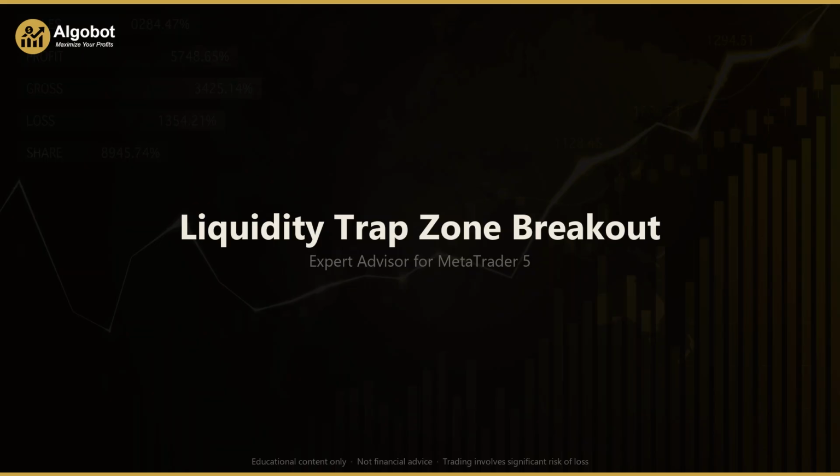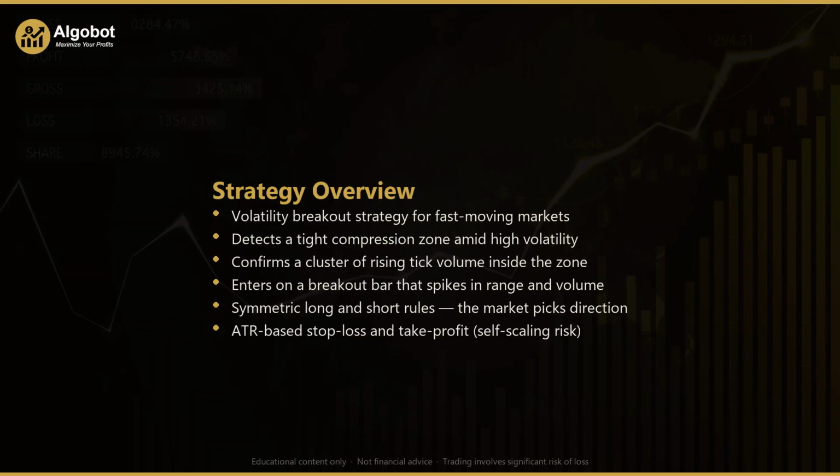Let's get started. Liquidity Trap Zone Breakout is an expert advisor built for high-volatility instruments, the kind of markets that can swing sharply from one bar to the next. Think of pairs like the British pound against the Japanese yen, gold against the dollar, or a lively index contract, typically on intraday timeframes from 5 minutes to 30 minutes. That said, the strategy is fully timeframe agnostic, so it runs on whatever chart period you attach it to.